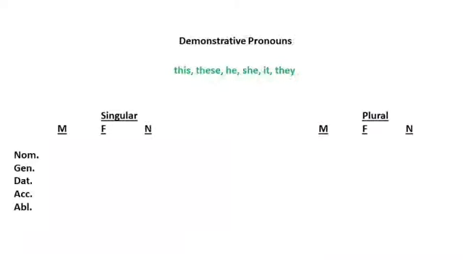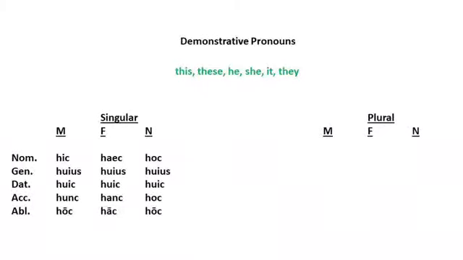So go ahead and set up this chart in your grammar notes. You want a singular and plural side, and then you want 3 columns for masculine, feminine, and neuter under each side. Obviously, we could be talking about this boy, this girl, or this rock. So we need all 3 genders. And then we need the 5 cases down the side. So here we go with the singular forms.